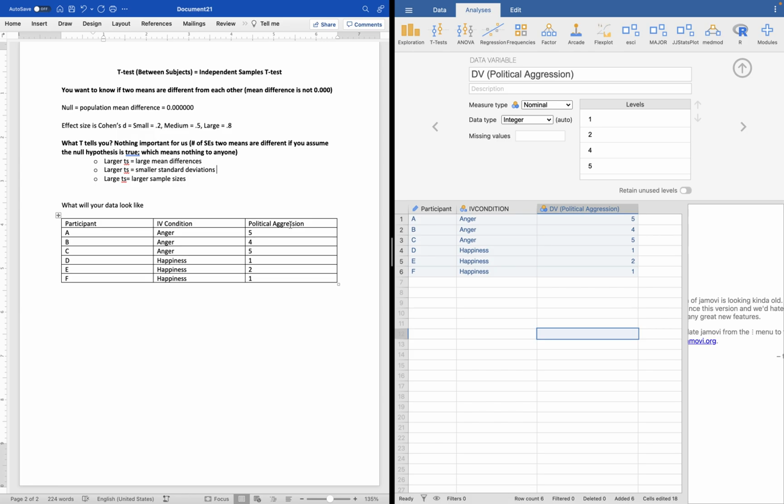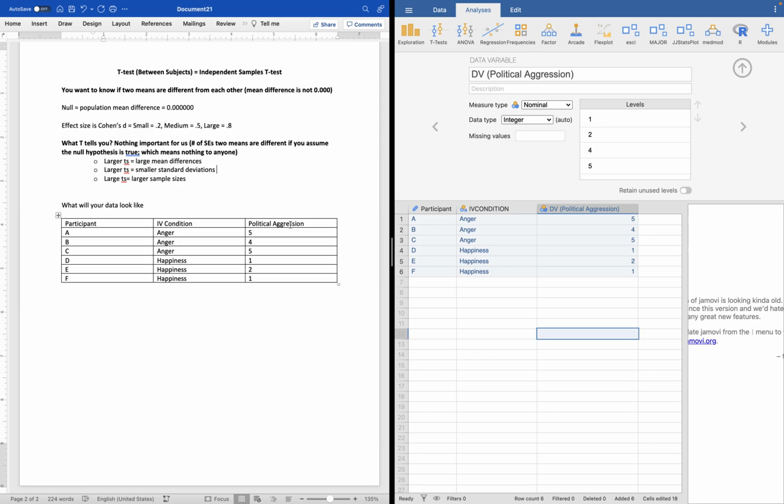All you want to know is if two means are different from each other. You want to disprove, I guess, that the mean difference is 0.00000. Now, our null is that our population mean difference is 0.0000. That's what we're trying to disprove. Our effect size is measured in Cohen's d, and small is 0.2, medium is 0.5, large is 0.8.